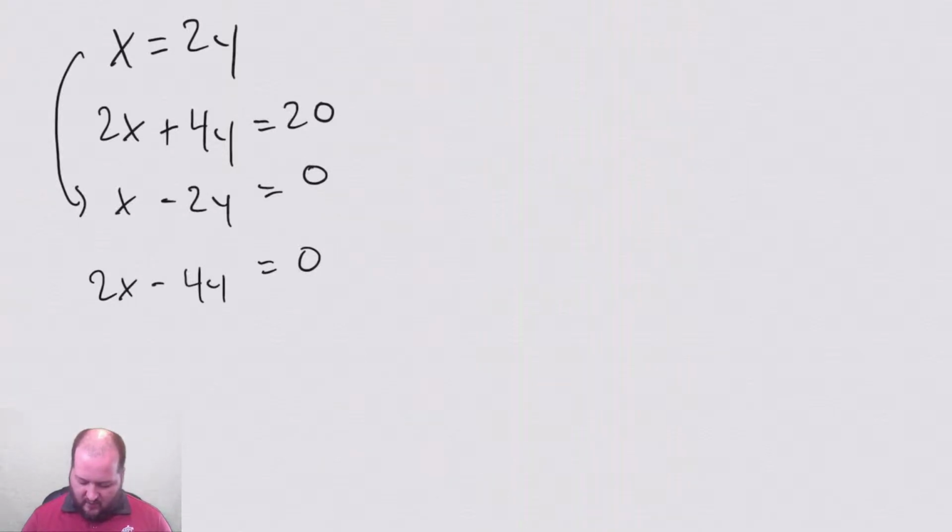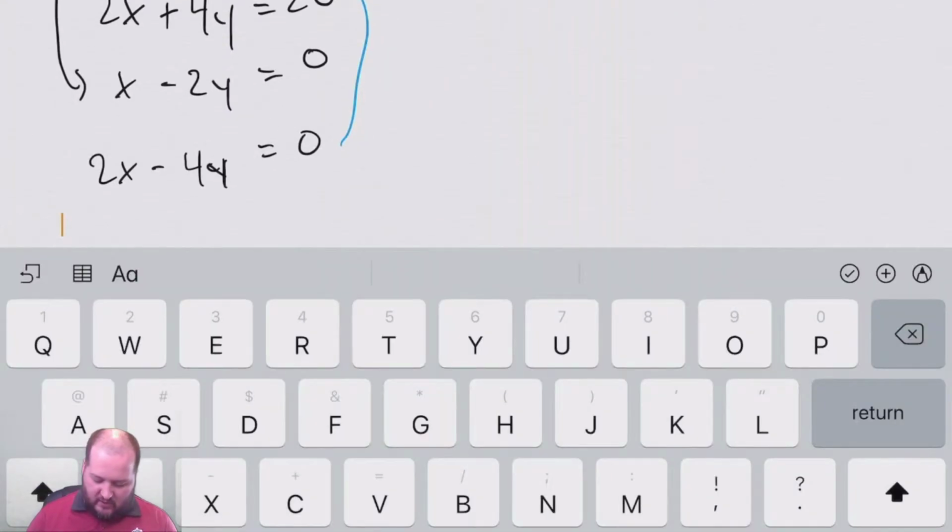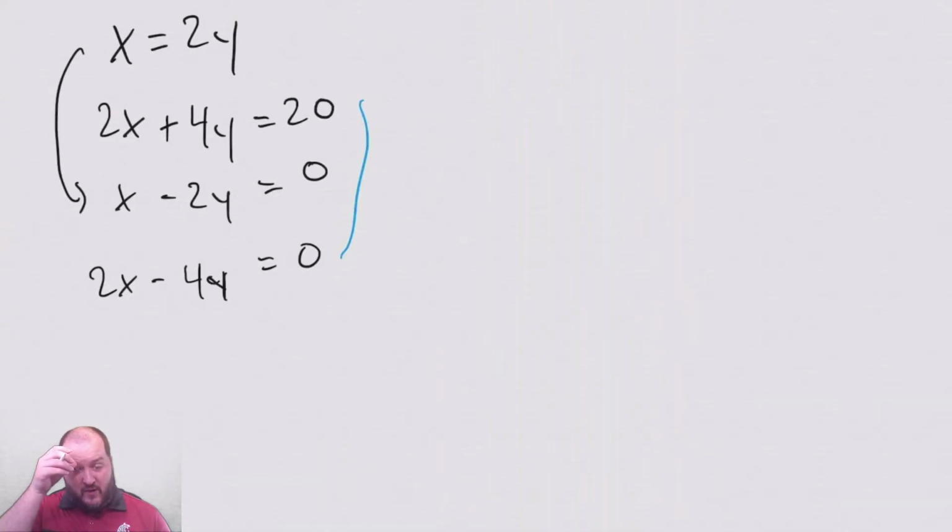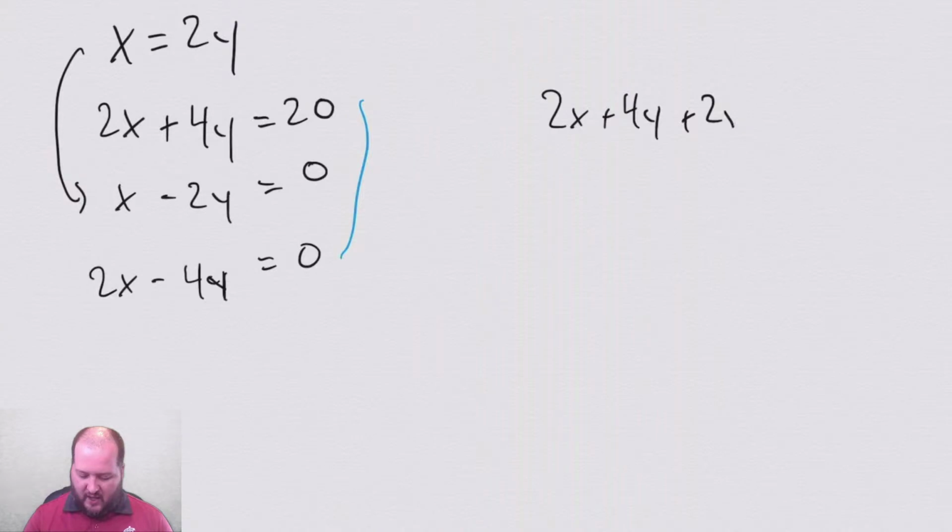So now I'm working with my two equations and two unknowns right here. What I'm going to do now, since I have 4y in the first equation and negative 4y in the second equation, is add these two equations together and let's see what happens. So when I add these two equations together, I add the left side together and I add the right side together. And I end up with 2x plus 4y plus 2x minus 4y equals 20 plus 0.